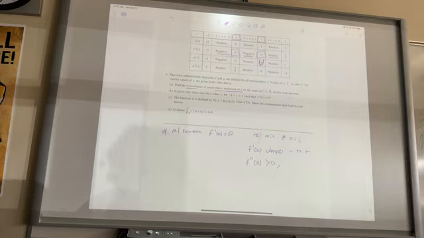Wait, is G just the... No, not necessarily. It doesn't say that. They're just two separate things. Oh, yeah, you're right, my bad. I thought that was an F double prime. You're right.